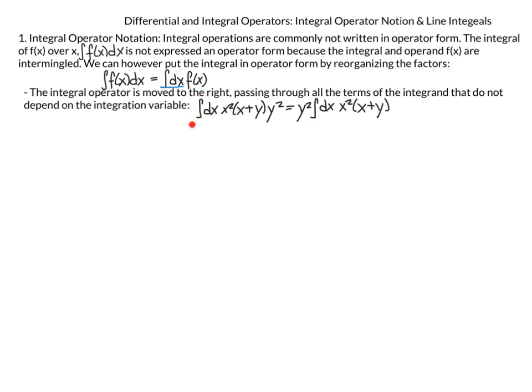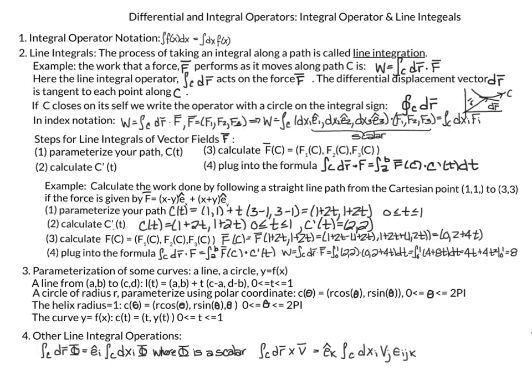So here, for example, if we have the integral with respect to x of x squared times x plus y squared, since our integrating term is dx, we can move the y outside of the integral because it doesn't depend on x, assuming y is not a function of x. We can move it out, so we have y squared times the integral with respect to x of x squared times x plus y. Our next topic is line integral.